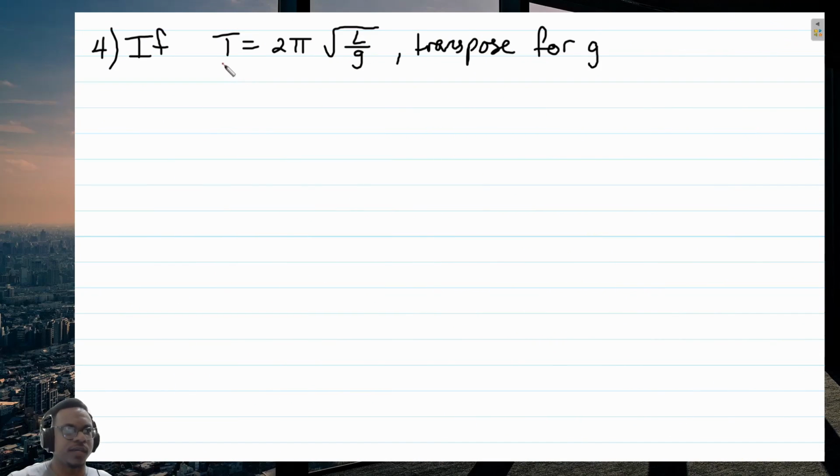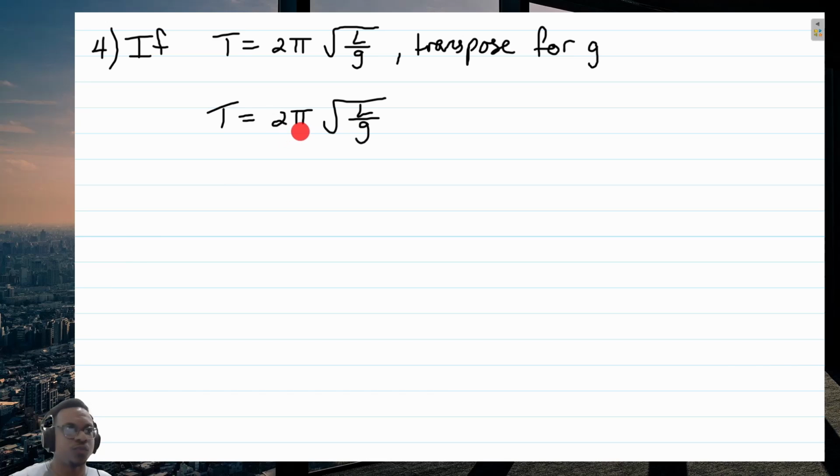In this question we have T equals 2 pi times the square root of L over G, and we want to transpose for G. When we look at this question, we see that the L over G is under the square root sign, and we want to transpose for this G here. So the first thing we're going to do is transpose for the square root of L over G.